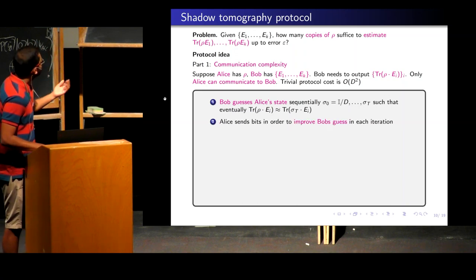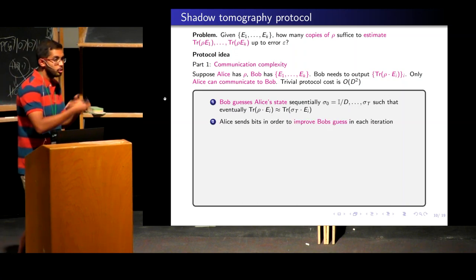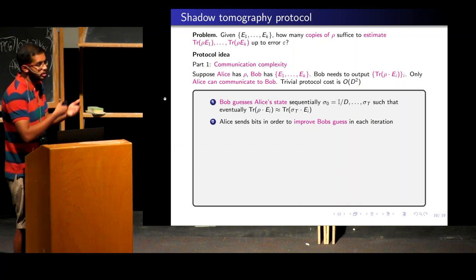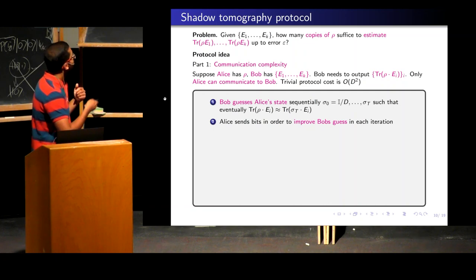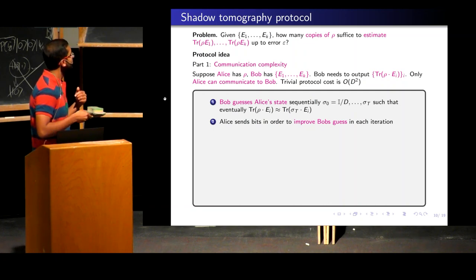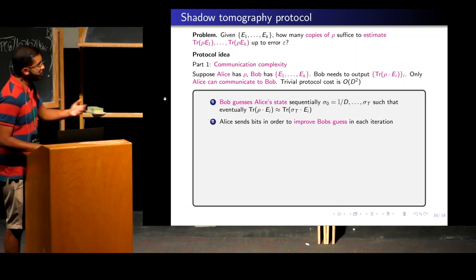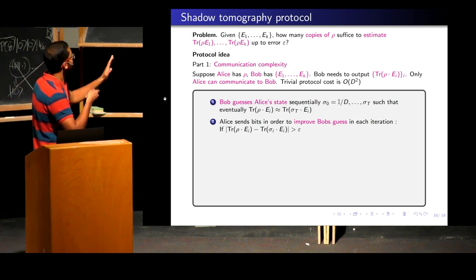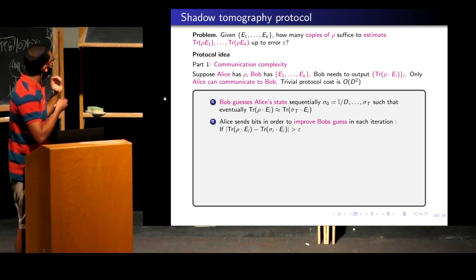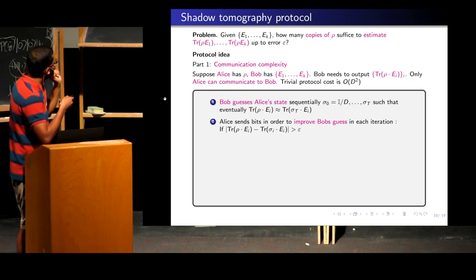So what does Alice do? Alice keeps giving him useful information. Think of Alice like a teacher. She knows what Bob's protocol is going to be. She's going to help him update from sigma 0 to sigma 1 all the way to sigma t. And the way she's going to help him is the following. She knows explicitly what E1 to EK are. She's going to tell him one possible i from E1 to EK such that trace of rho Ei minus trace of sigma Ei is greater than epsilon.